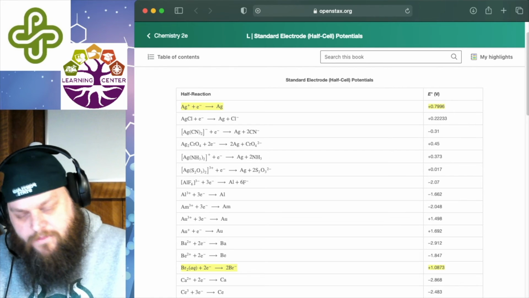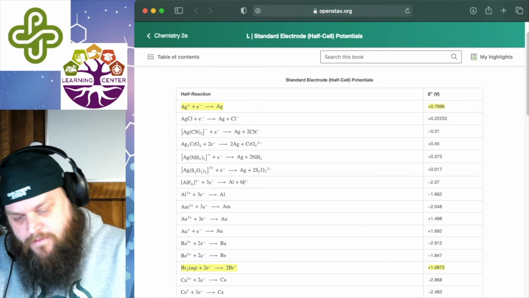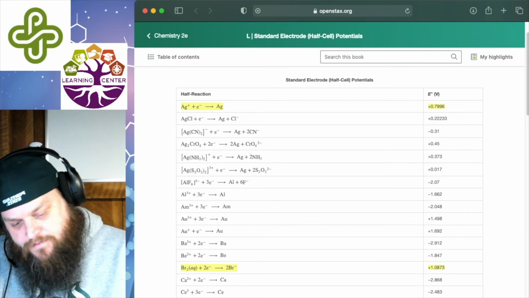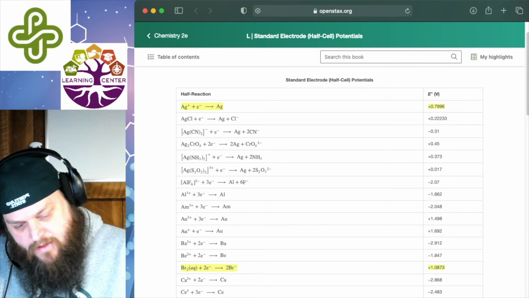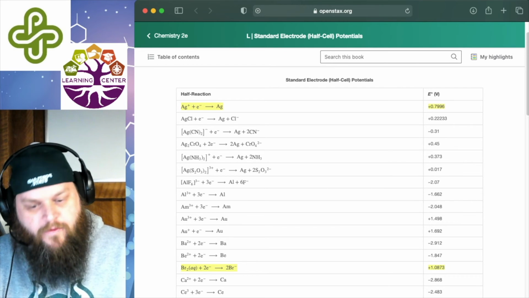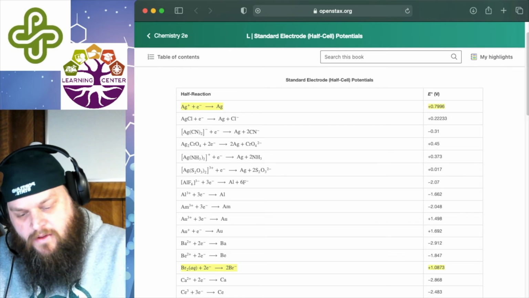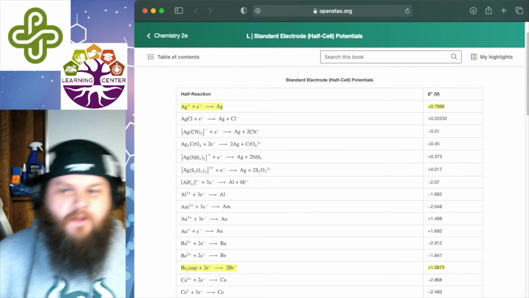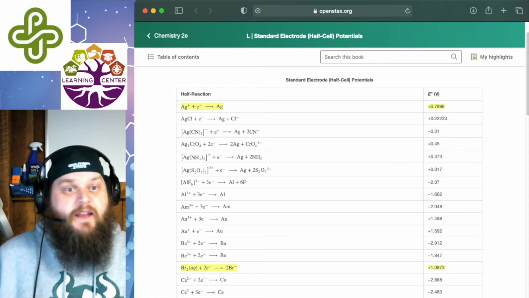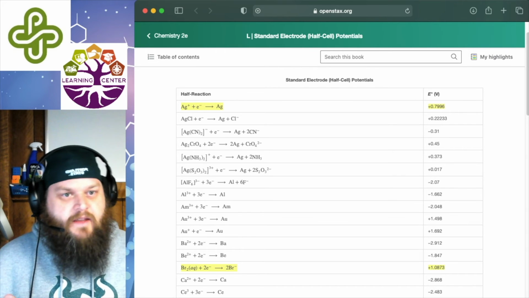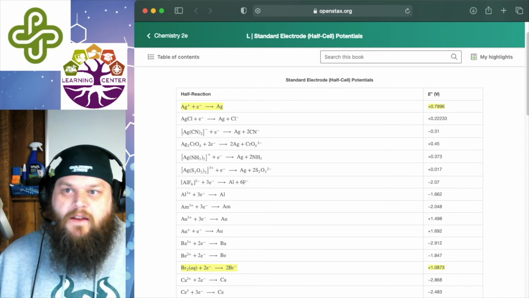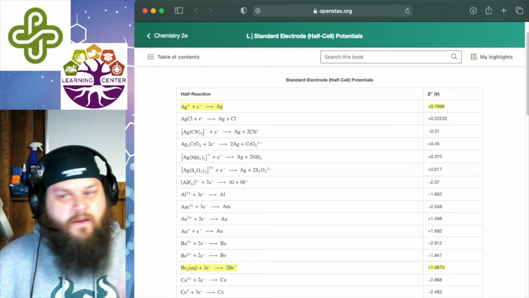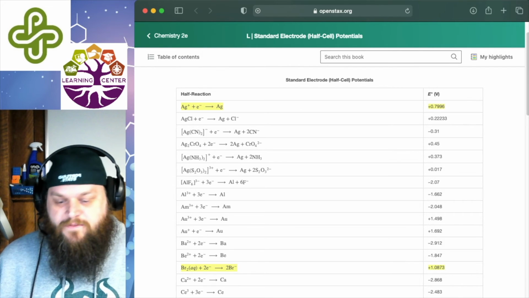And that's important. So that's 0.7996 minus 0.34, which is equal to 0.4596 volts. That's a positive value. So that positive value says it's going to spontaneously happen. This reaction is spontaneous. And we saw that last week when we talked about the galvanic cell and how this was spontaneously happening when we just put those electrodes into the solution.